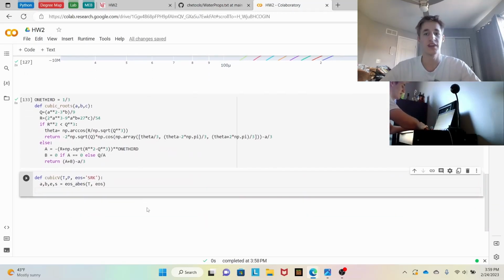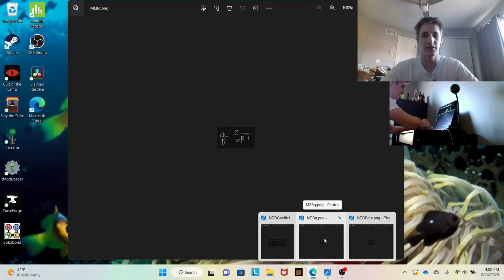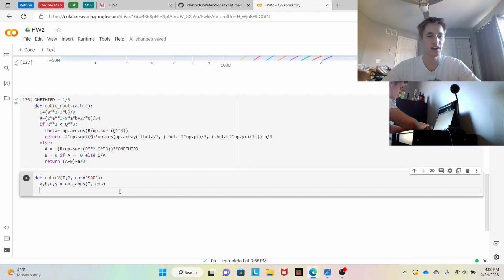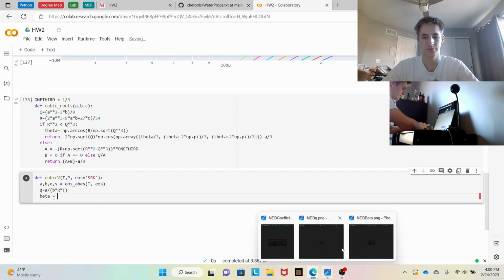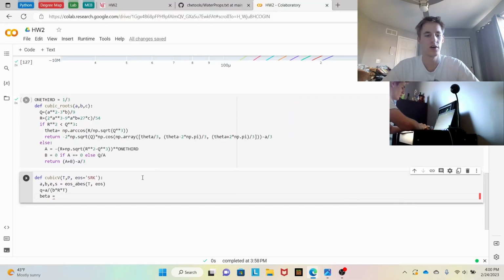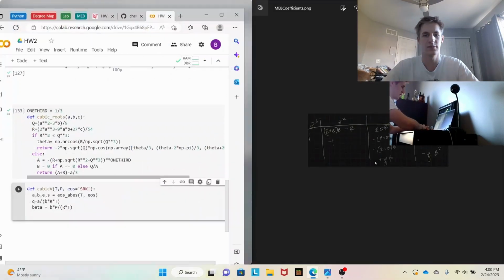All right. So now I'm going to use this cubic equation right here. I have all the coefficients listed out. This is what I computed on the board previously. But first we need to write in Q. So Q equals A over B times R times T. And beta, our other one, we have beta equals B times P over R times T. And now we can write in phi there.